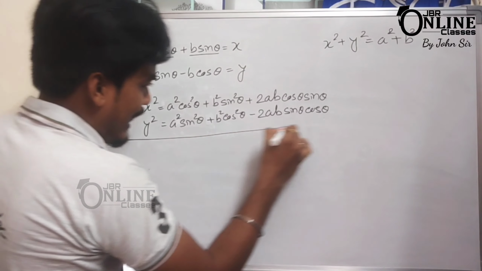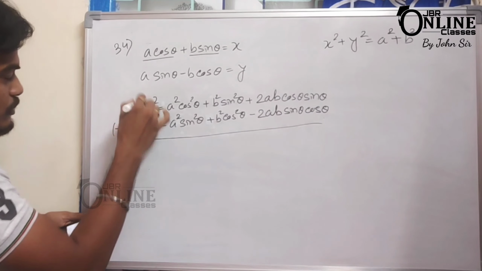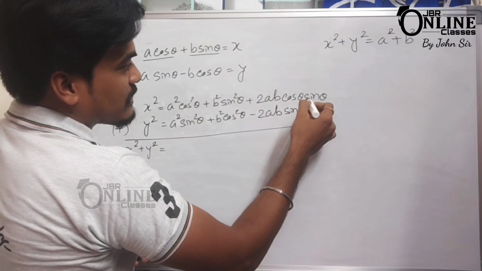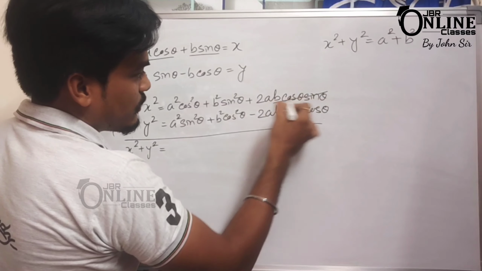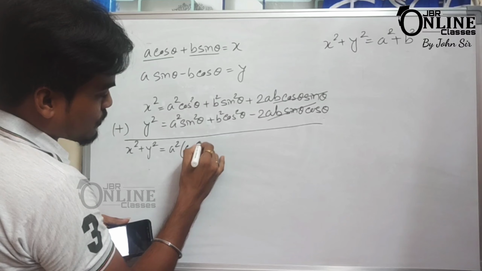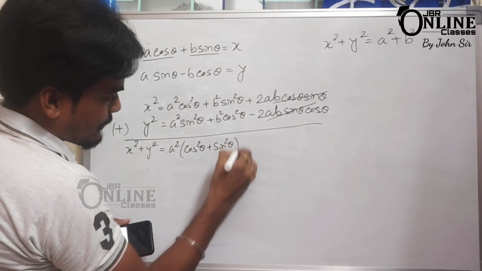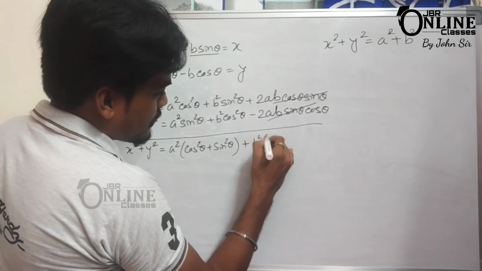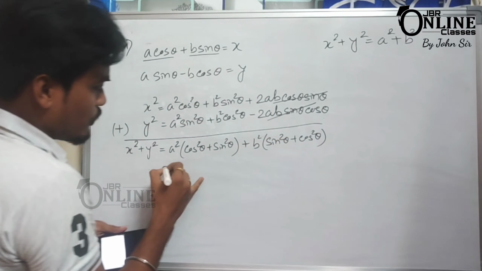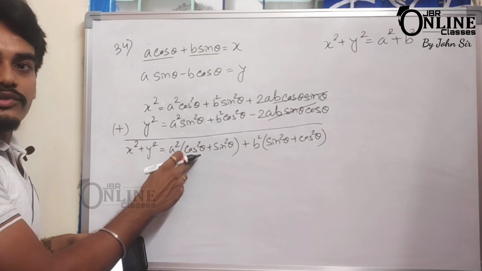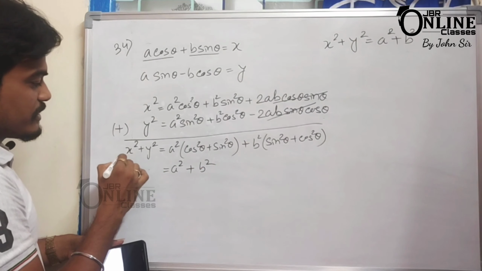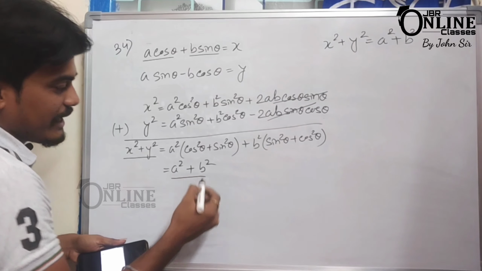Now if you add these two equations, in the left hand side portion it will be x square plus y square, and 2ab cos theta sin theta, here plus and minus, so it will cancel out. Here a square will be common, so it becomes cos square theta plus sin square theta, and b square will be common, so it becomes sin square theta plus cos square theta. Now you know that the formula of sin square theta plus cos square theta equals 1, so that equals a square and that equals b square. So here x square plus y square equals a square plus b square.